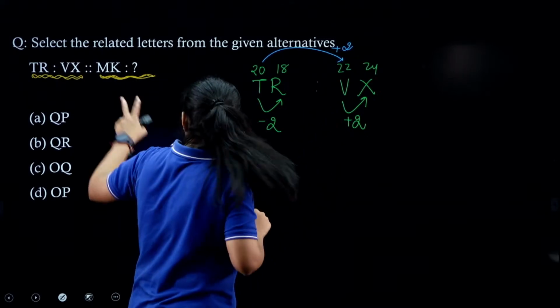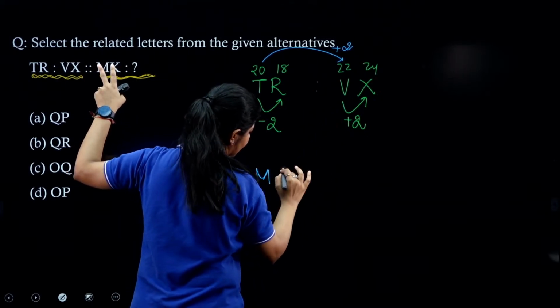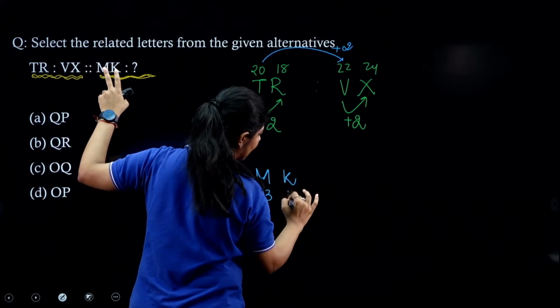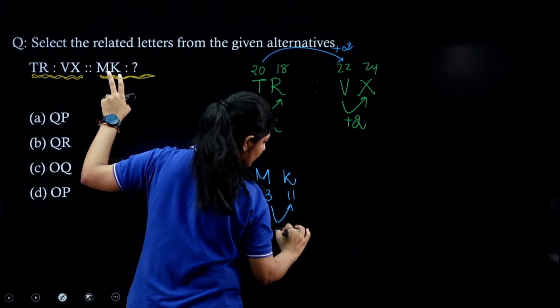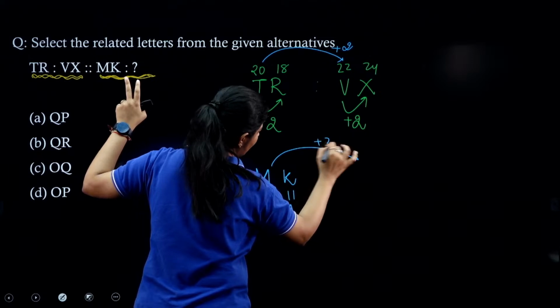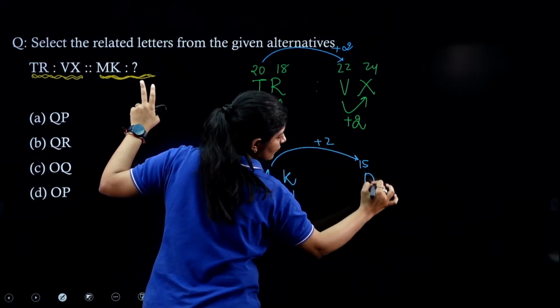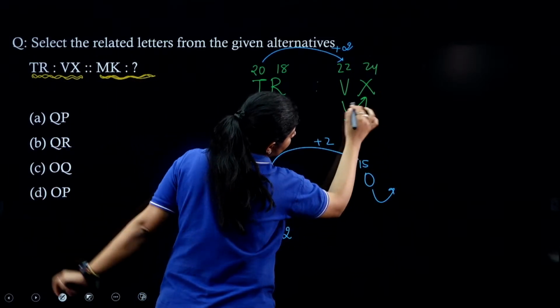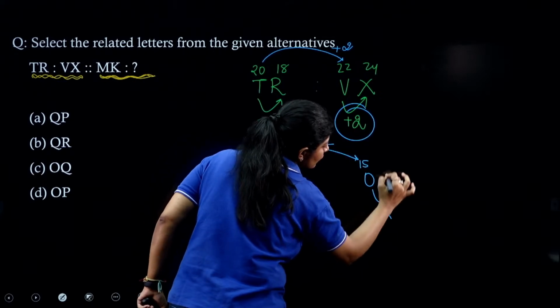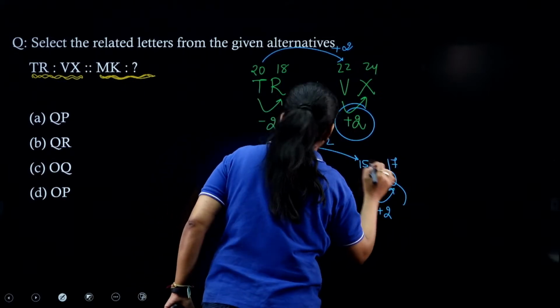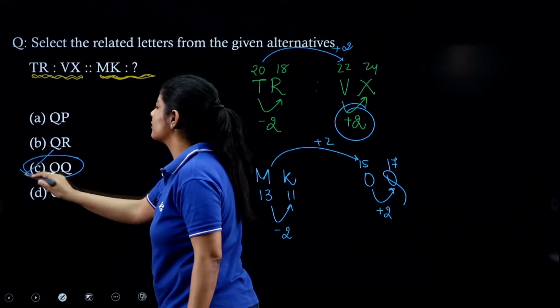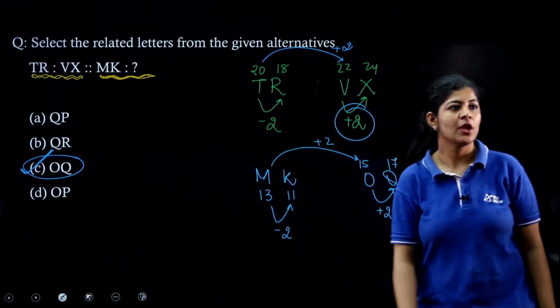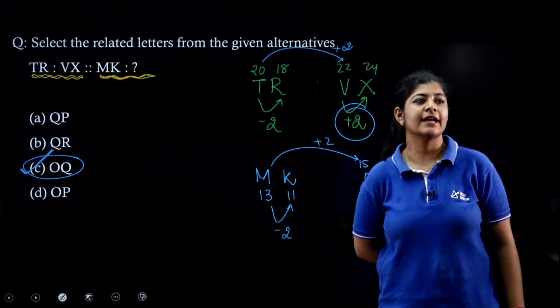Now here we are having MK, that means 1311. Here we are having -2 +2, it gives me 15. 15 is associated with O, and here what we need to do, we need to add +2, that means 17, and that is Q. OQ is my correct answer. Option number C is the correct one.